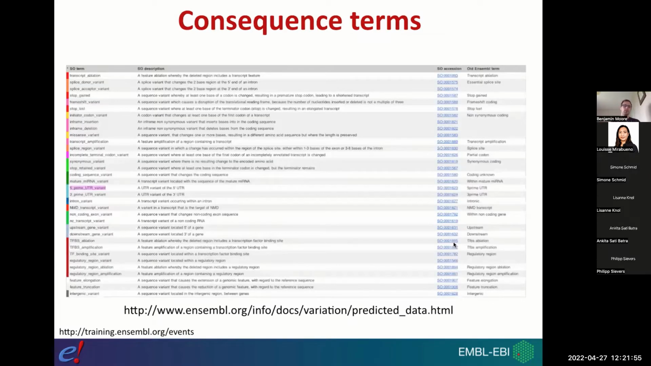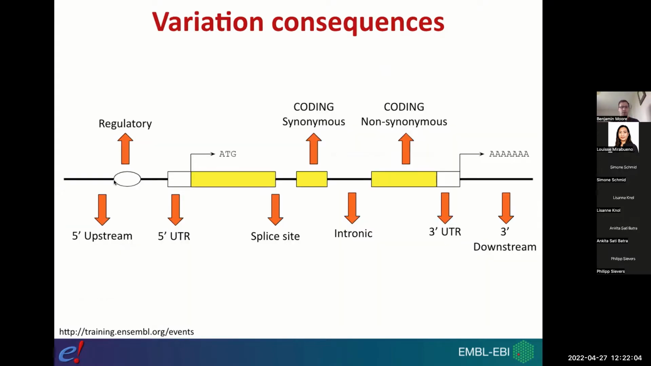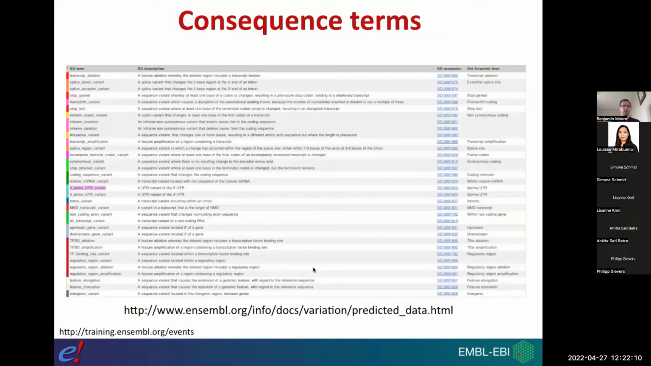So this is what Ensembl does. We take all of the variants that we import in step 1, and we map them on the genome to see where they fall in the context of the gene, and we assign what we call a sequence ontology term. So these are the consequence descriptions.